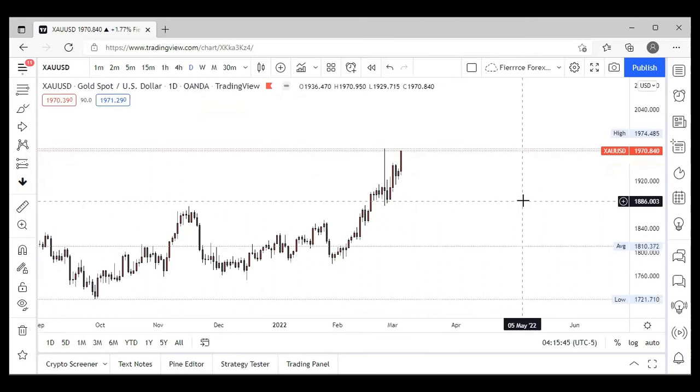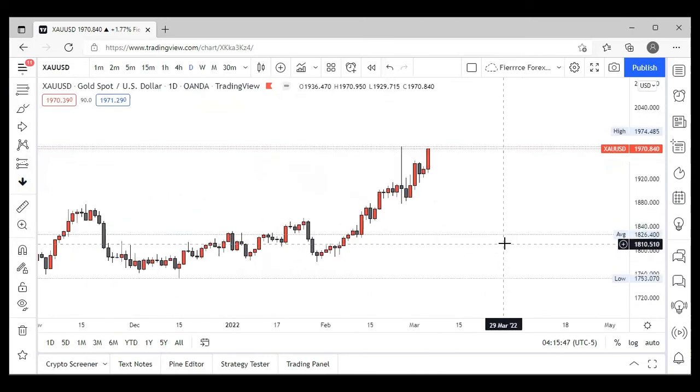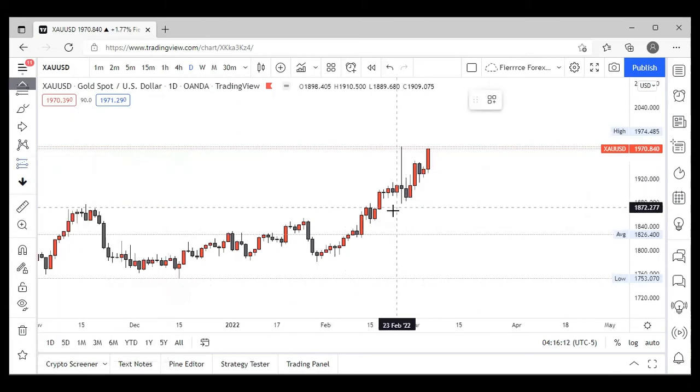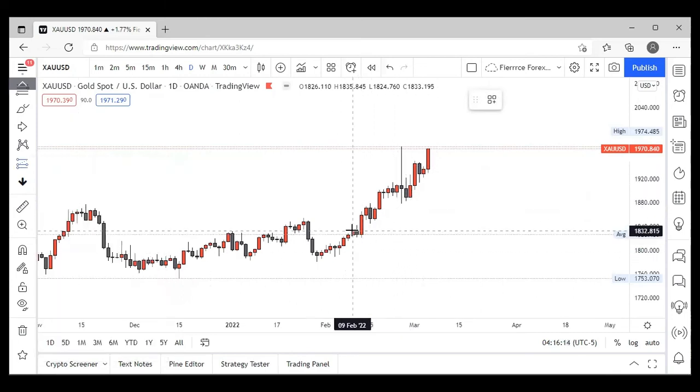For example, I've analyzed my trade and I want to, let's say, buy or sell. The tools that I use the most personally are the long position and the short position. When you long a trade, you're basically buying the asset. When you're shorting, you're selling the asset. So if I'm buying, I'm going to use a long position tool. Let's say I bought from here.